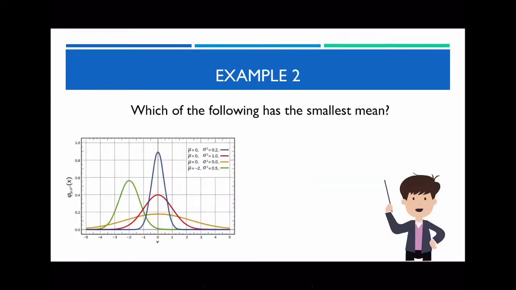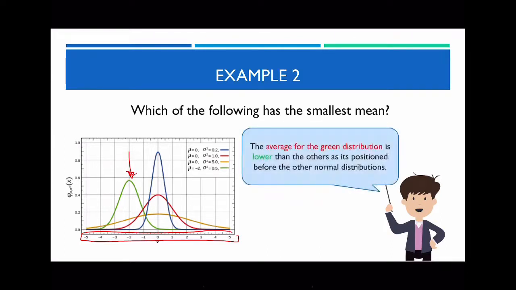Example number 2, which of the following has the smallest mean? So remember, your x values over here correspond to the size of the values. So something with the smallest mean is going to be found more on the left hand side. So therefore, this one over here will have the smallest mean in this case.